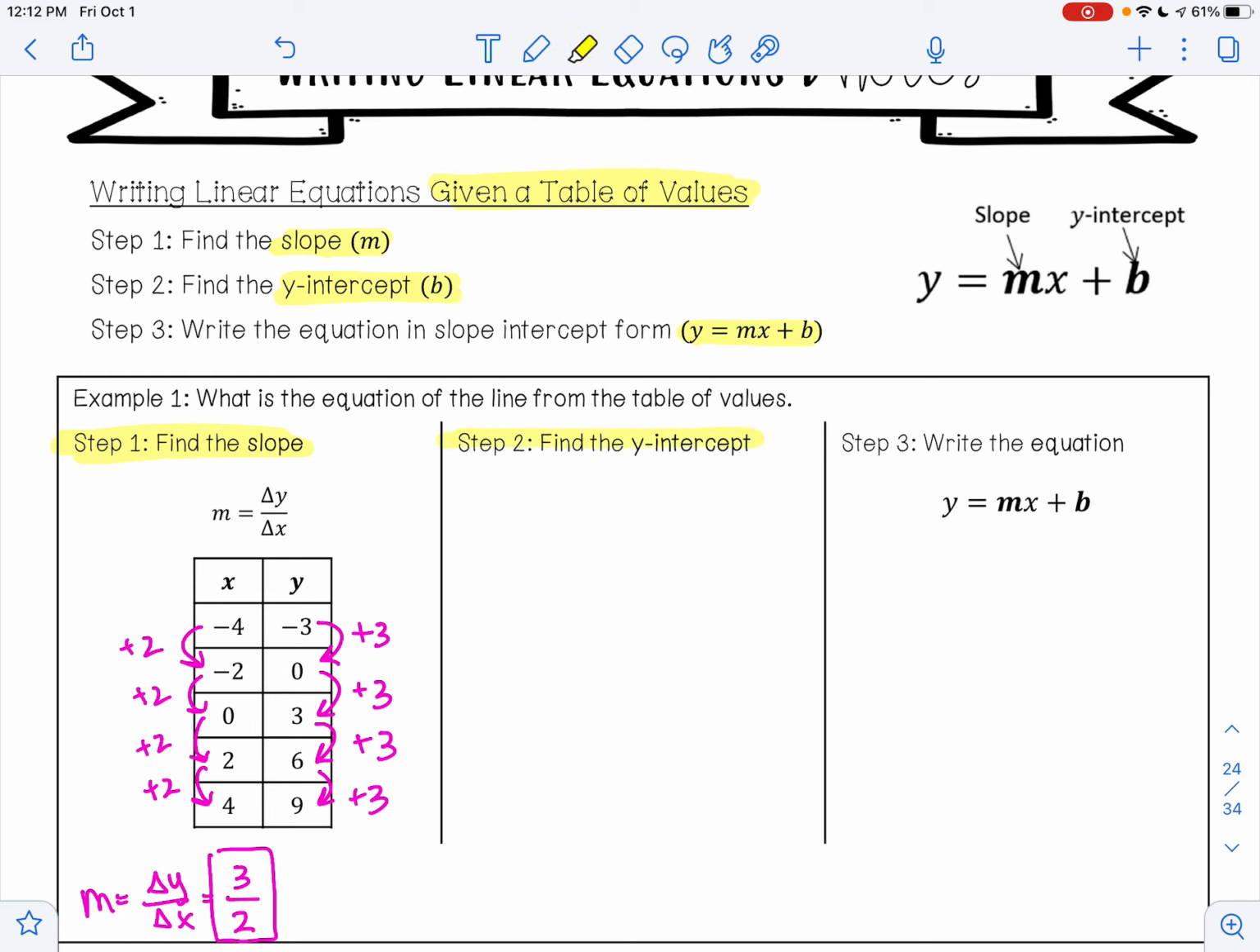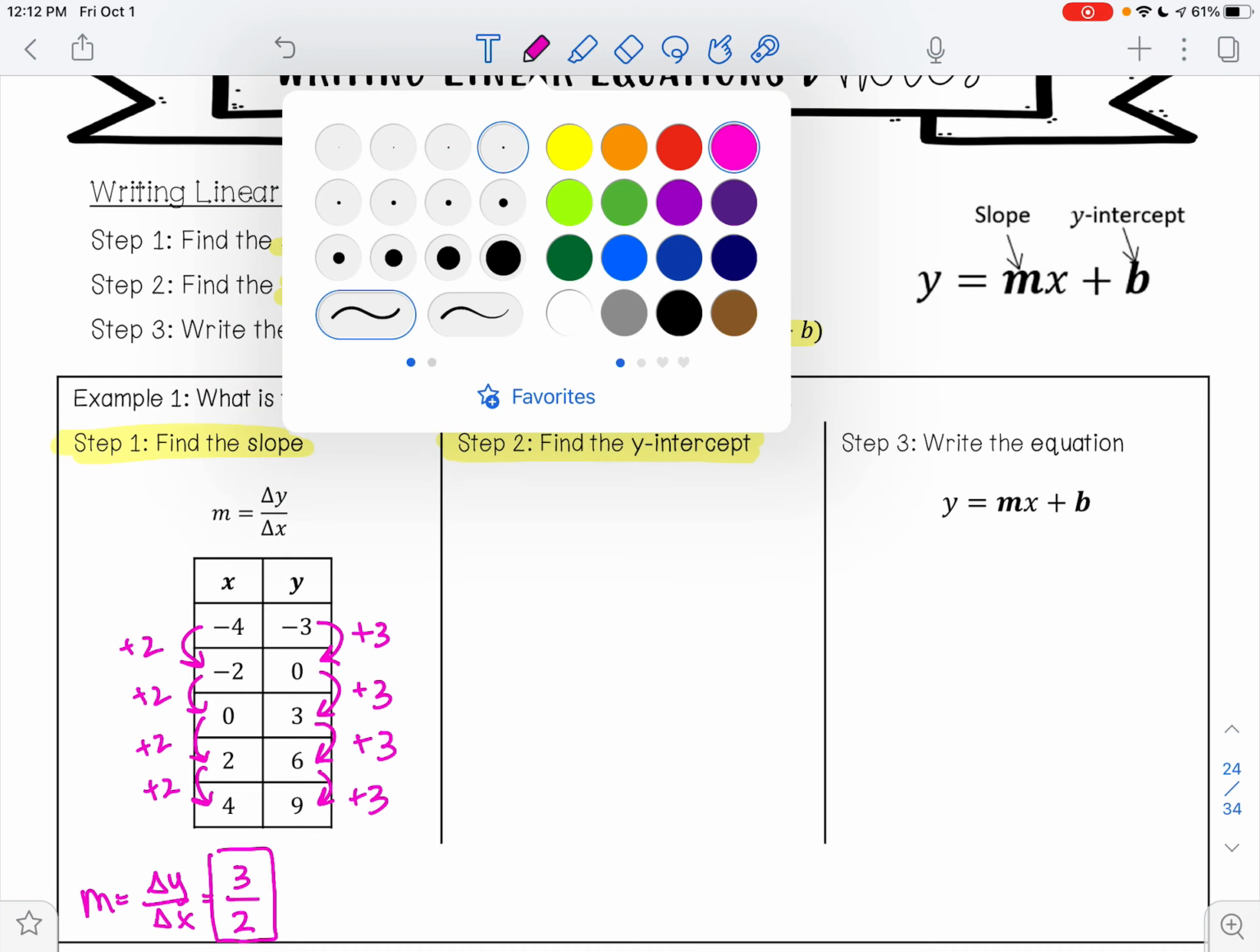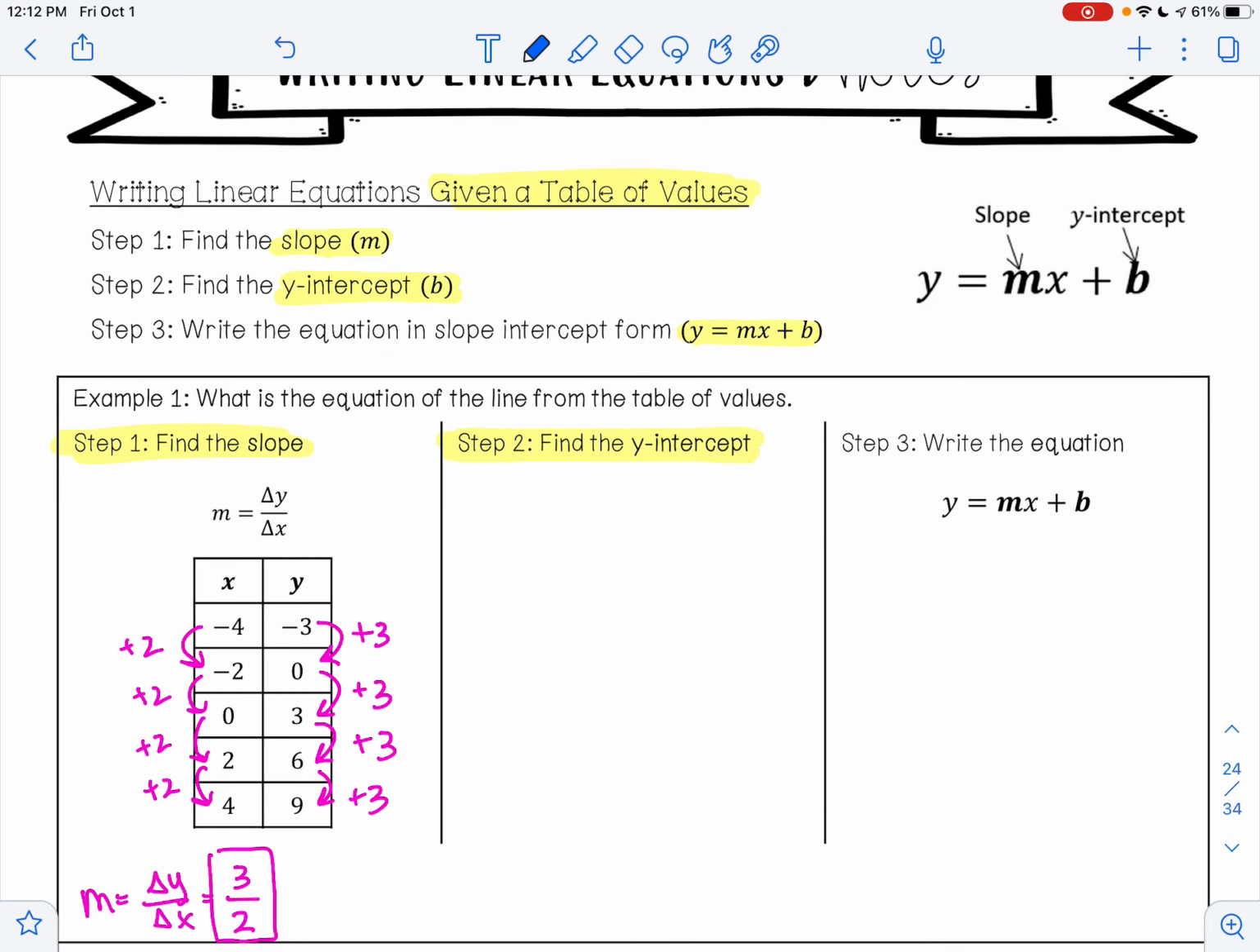Step 2 is to find the y-intercept. Now you can either solve for b, or you can see if they give you b in the table of values. Remember that your y-intercept is always 0, b. 0 comes first, and then that number that is b comes second. So if I look at my table of values, they give me the y-intercept right here. They give us the ordered pair 0, 3, which means the y-intercept is 3. That comes from this number right here. Again, this only works when you have an ordered pair that has 0 first.